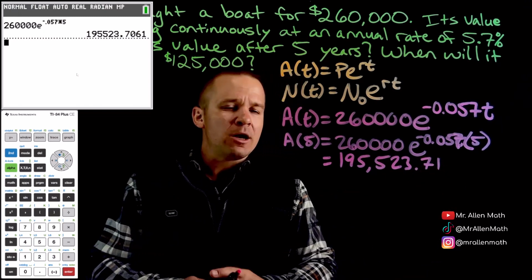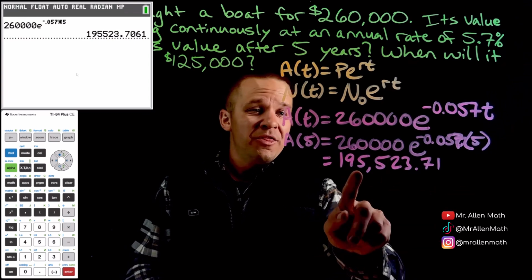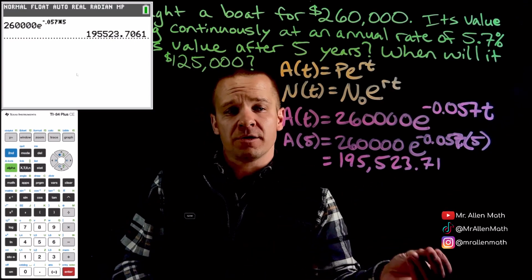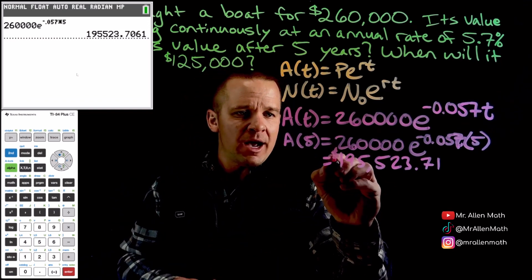71. Now, if we said to the nearest $1,000, right? We want you to round to the nearest 1,000. This 5 would get rounded to a 6, so 196,000 would be the answer for rounding to the nearest 1,000. Okay, so sometimes we'll ask different questions like that. But there we go. There's our value after 5 years.